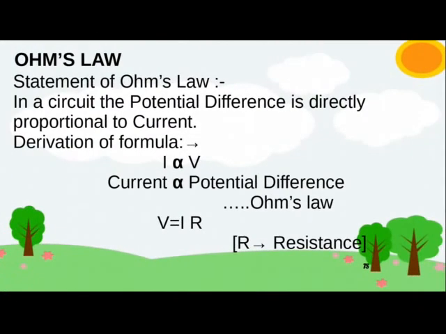Ohm's law. Statement of Ohm's law: in a circuit, the potential difference is directly proportional to the current. This is known as Ohm's law. Derivation of the formula of Ohm's law: current is directly proportional to the potential difference. When the proportionality sign is removed, then resistance comes in. V equals IR, where R is known as resistance.